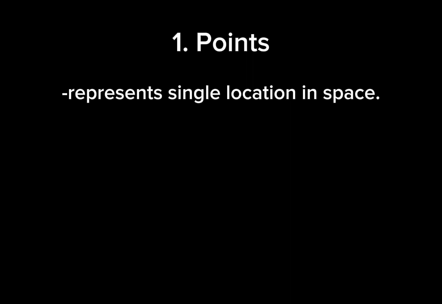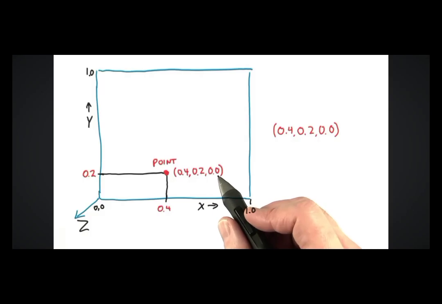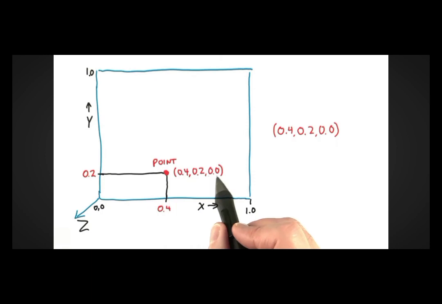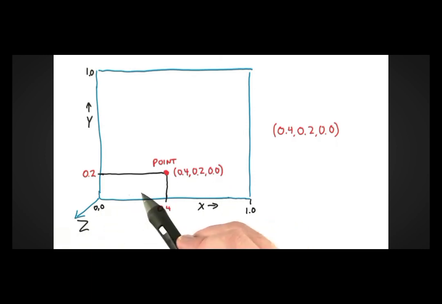Points have no dimensions, they are simply a position or coordinate in a coordinate system. Points are the building blocks for constructing more complex geometric shapes and objects. Defining a point is simple. You just need to specify a 3D location. For example, this point is at 0.4 in x, 0.2 in y, and 0.0 in z.